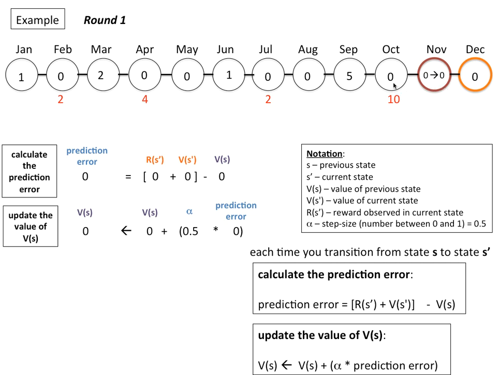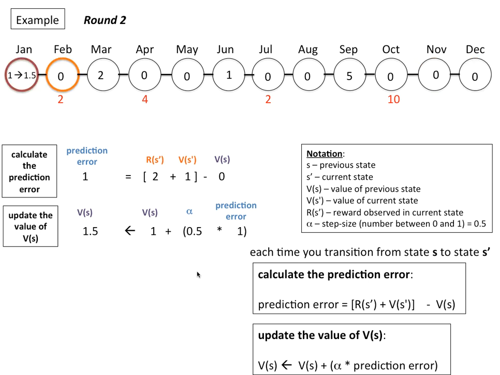And what it looks like is that the rewards, half of the value of the reward is being moved backwards to the previous state. So the state value of the state that immediately precedes the reward is now half the value of the reward. And the reason why it's half is that alpha has been set to 0.5.